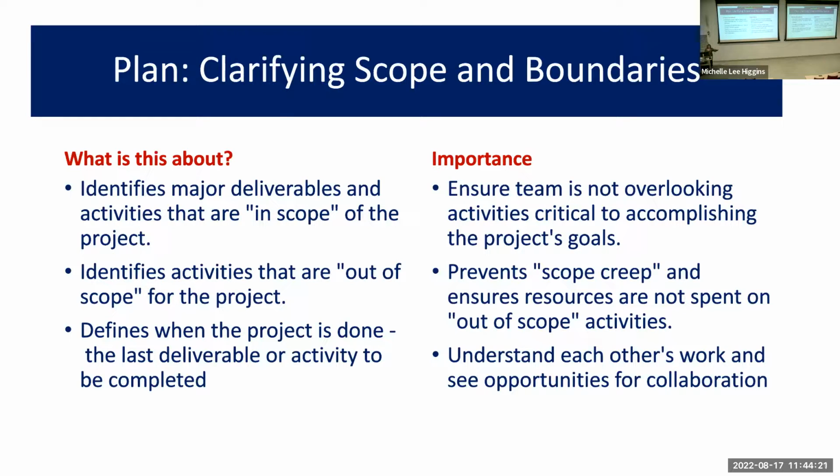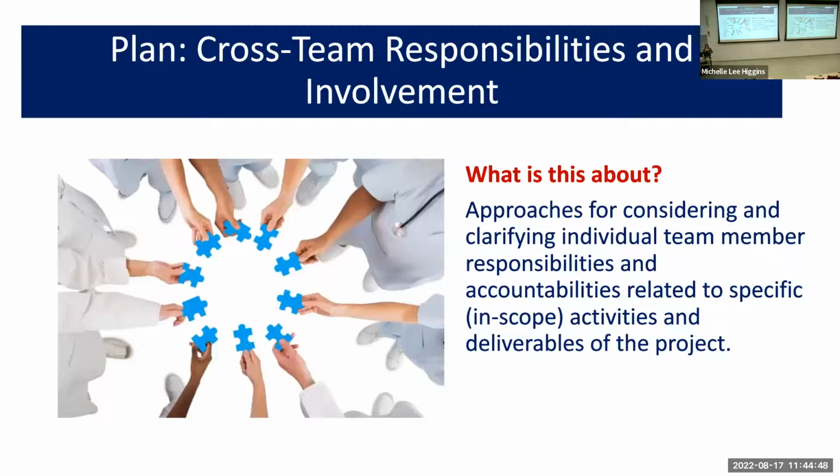So it's not just about laying out the project, but it's uncovering where people lie in what's in it for me, what's being left out, what do I have to let go of? I often talk about a phase 2 as a way to appease people who feel like some of their activities are getting left out. Once we have a list of in-scope items, we talk about cross-team responsibilities and involvement. And this is really an approach for considering and clarifying individual team member responsibilities and accountabilities.